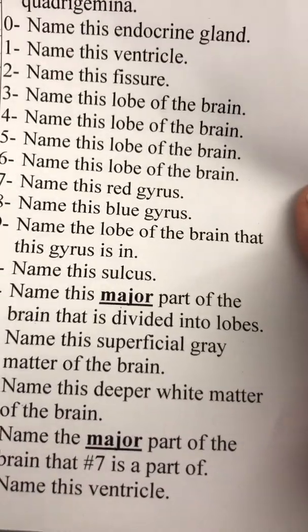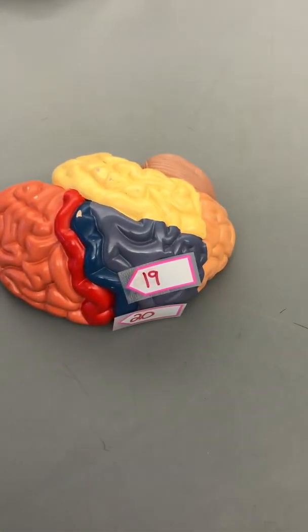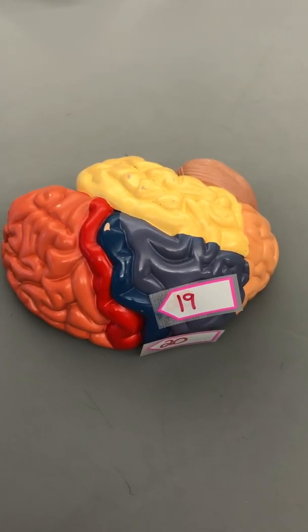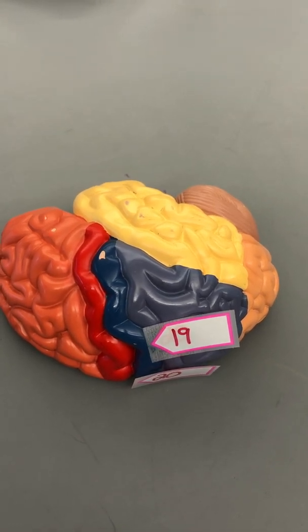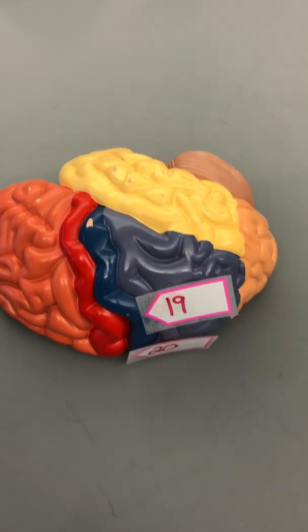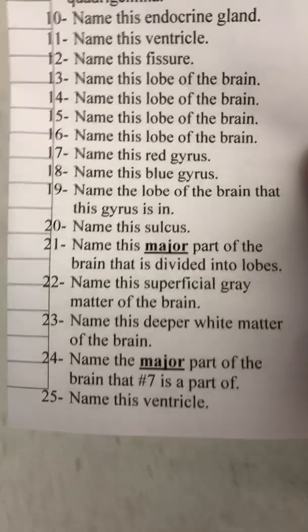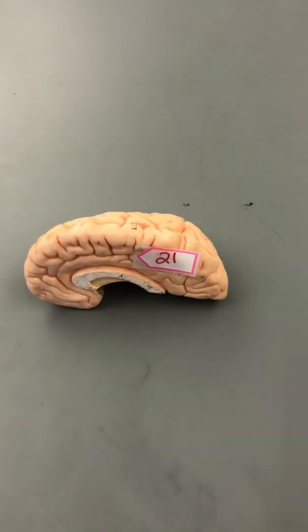Number 19, the lobe of the brain that this gyrus is in. The blue gyrus is in the parietal lobe. 20, the sulcus in between the red gyrus and the blue gyrus is the central sulcus. 21, the major part of the brain divided into lobes. This is the cerebrum.